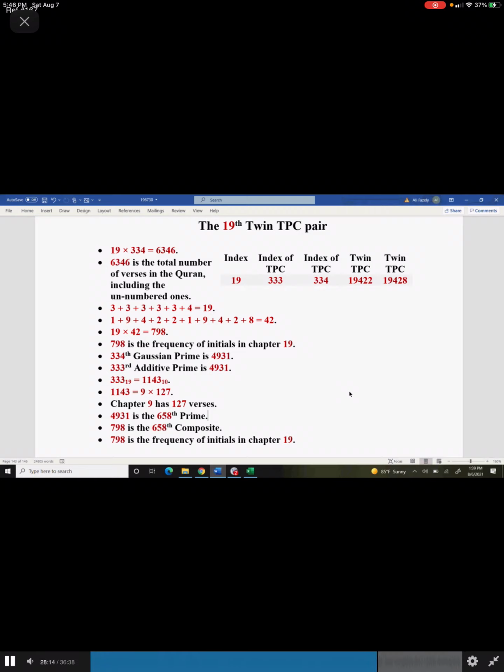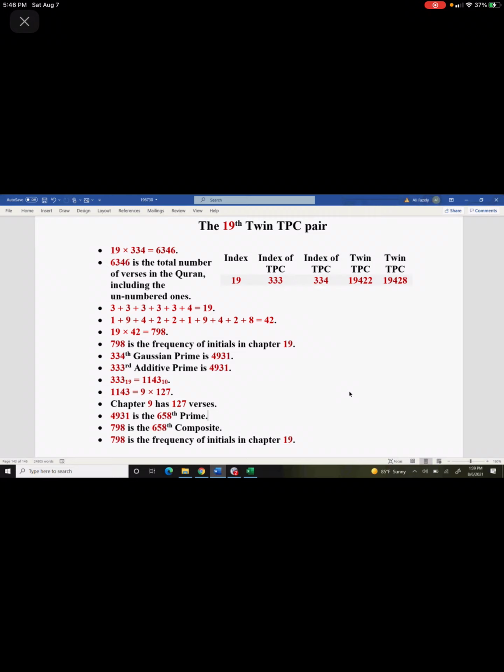So God puts these beacons in there for us. If you're in doubt, I told you it is all over 19. The very first number that we generated here was 6346. 6 plus 3 is 9, plus 4 is 13, plus 6 is 19. Down here, we also generated 658. 6 plus 5 is 11, plus 8 is 19. And that happens to be the index of 798, which is the total frequency of initials in chapter 19. So you see how the Quran generates itself?